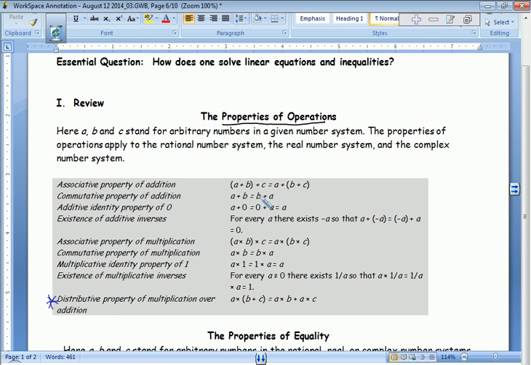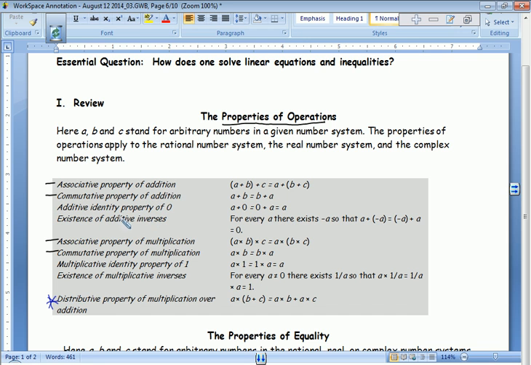Commutative says 2 plus 3 is the same as 3 plus 2. So associative says we can regroup. Commutative says we can switch order. And that works for addition, and it also works for multiplication. Does it work for subtraction? Is 2 minus 3 the same as 3 minus 2? No. Does it work for division? Is 2 divided by 3 the same as 3 divided by 2? No. But it does work for addition and multiplication.